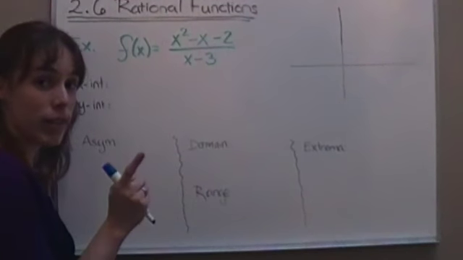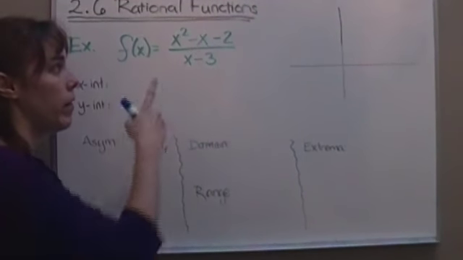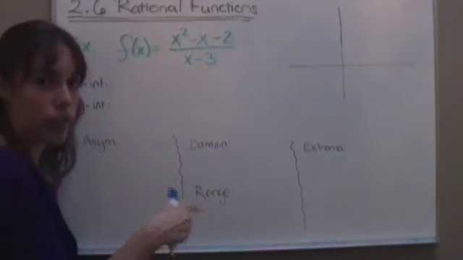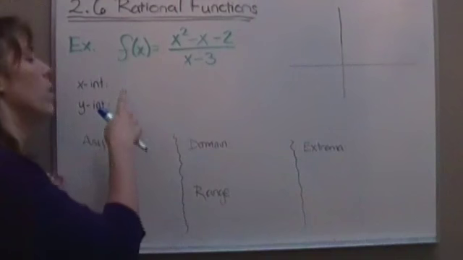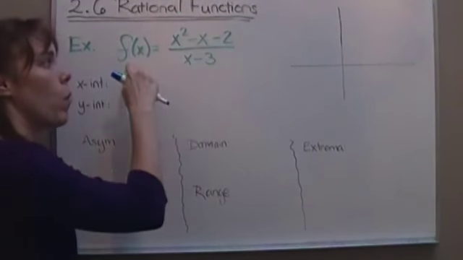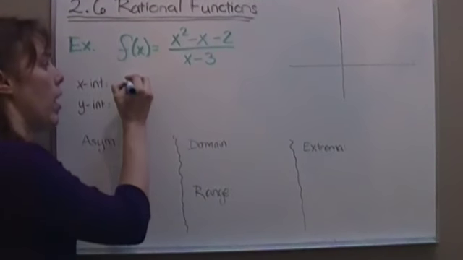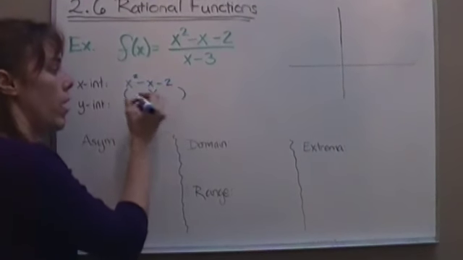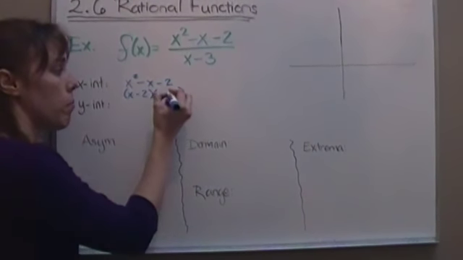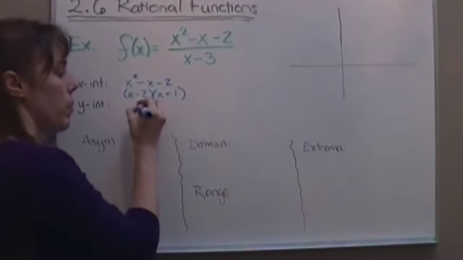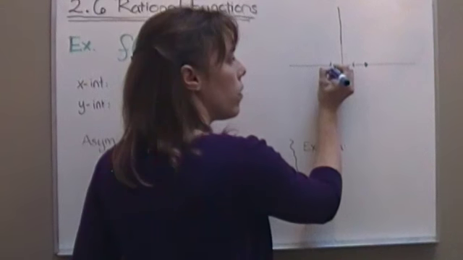Okay, so we're going to do one more example, and this one has a degree that's higher on the numerator than it does in the denominator. It's a higher degree polynomial there. So quickly again, x-intercepts, that's when the numerator is 0 and makes the y value 0. So x squared minus x minus 2 factors into x minus 2 times x plus 1. So we have x-intercepts at positive 2 and negative 1.